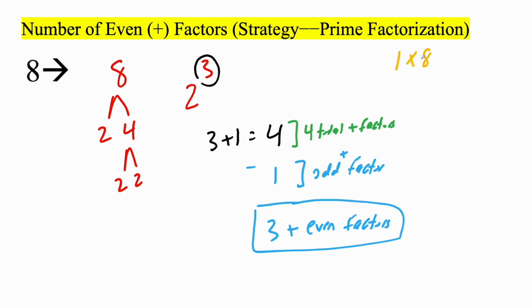1 times 8 and 2 times 4. Those are our 4 total factors. And again, we'll always see 1 as an odd factor. So 1 is always going to be one of them. So 4 minus 1, we get 3.